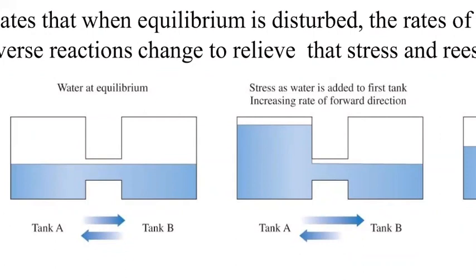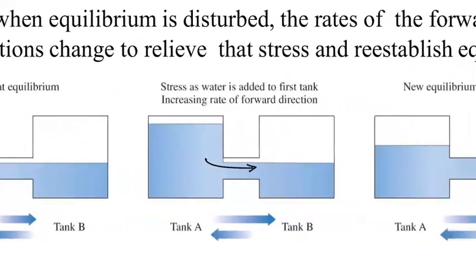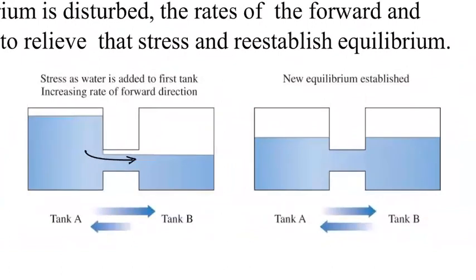Let's say that, for example, to disturb this equilibrium, we are going to add more water to compartment A inside of this tank. Well, in order for the system to equilibrate again, understand that you need to increase the rate of the forward direction, meaning that the water is going to rush towards the next compartment in order for the system to be in equilibrium again, okay?